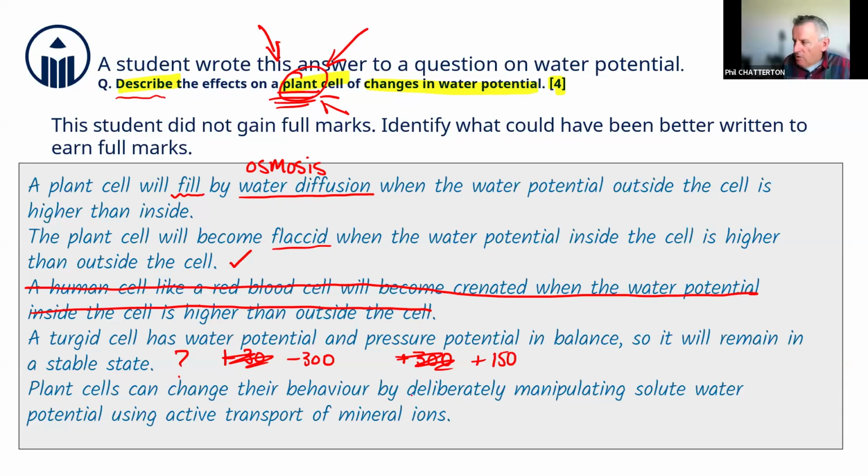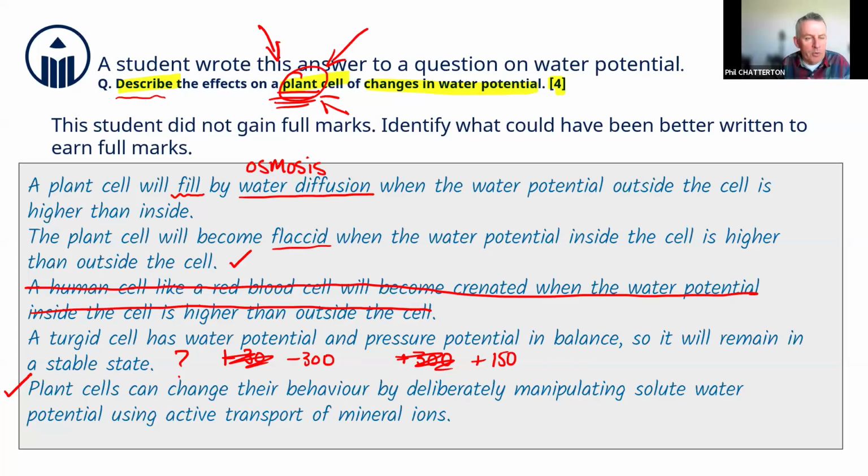Plant cells can change their behavior by deliberately manipulating solute water potential using active transport of mineral ions. Well, yes, that is relevant because it's an effect of changes in water potential. There's got to be a reason for all this water movement. For example, a plant cell like a stomatal guard cell actively transports mineral ions into and out of itself, so that lowers the solute water potential in the cell, and the cell can fill up with water by osmosis. So it moves ions around actively, and water follows by osmosis.